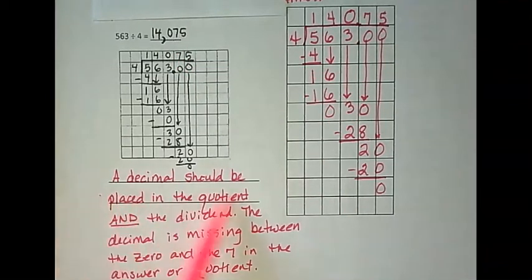So I just wrote a decimal should be placed in the quotient and the dividend. And you could stop there, but if you wanted to make sure that I knew you knew what was going on, you could follow up with this. The decimal is missing between the 0 and the 7 in the answer or quotient.